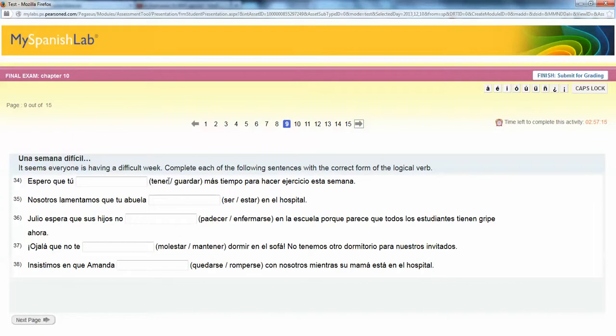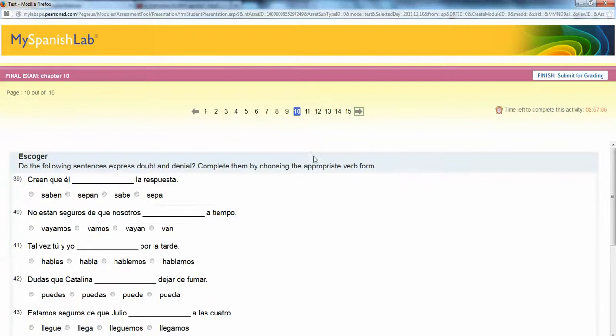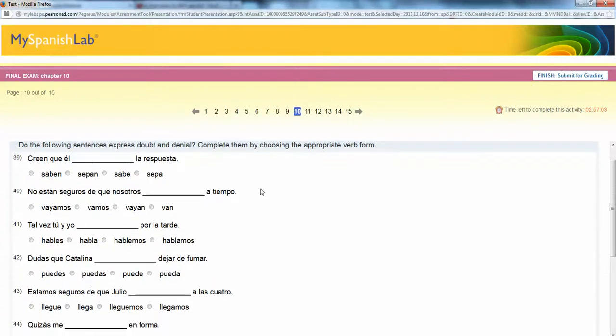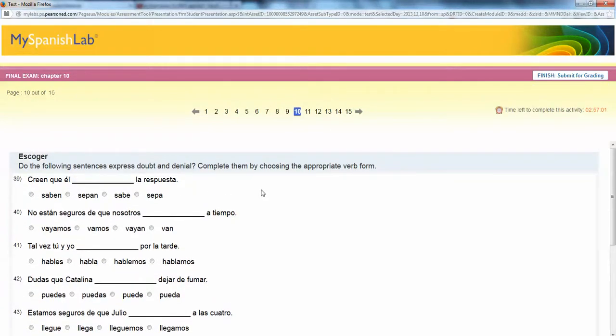This is subjunctive again. So you pick the verb that would best complete the sentence, and then you're going to conjugate it into the subjunctive. Here we go. Do these sentences express doubt or denial? So you decide whether there's a whole page in your book. We just did doubt and denial. I just remember making that. It was just a week or two ago.